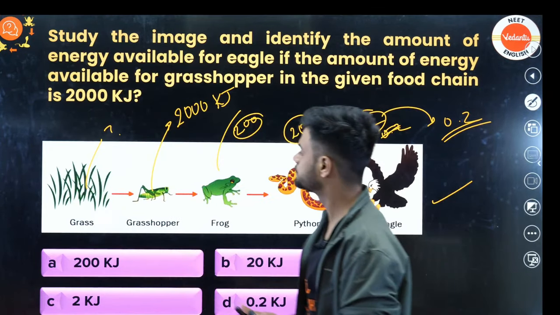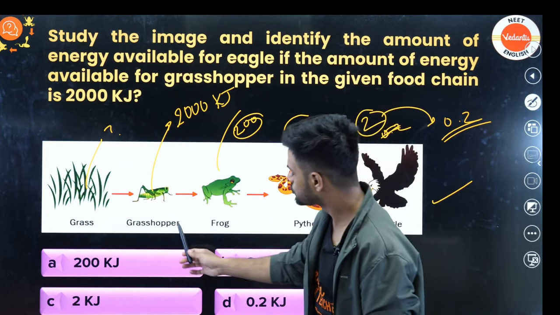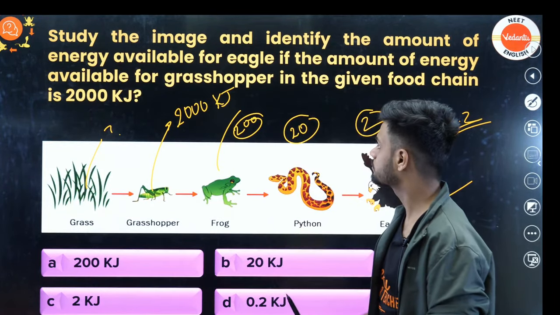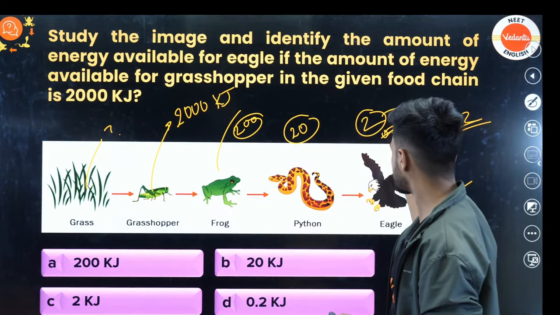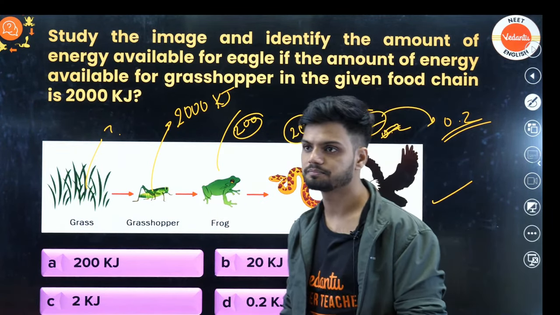What will be in grass? So we have here grasshopper, frog, snake, and eagle. Clear?